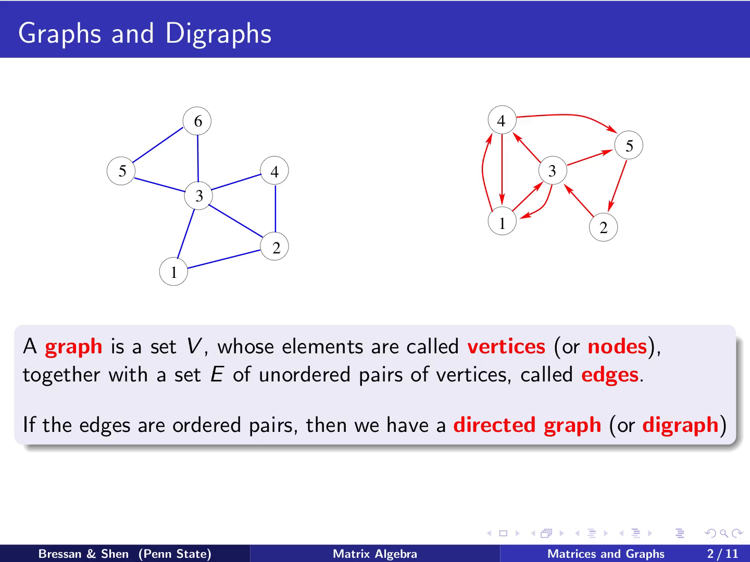And then you see that from 1 to 4, for example, you could go from 4 to 1 and from 1 to 4, and therefore we will draw it twice with two different arrows on it. So such a graph is called a directed graph. In short, we will say it's a digraph.